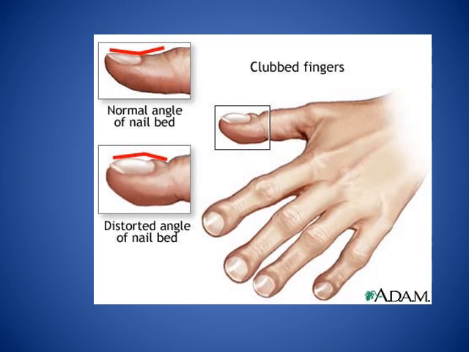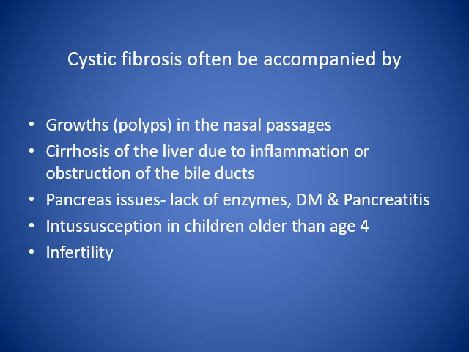Here's what a clubbed fingernail will look like. You might see this in an older patient with chronic lung disease. Cystic fibrosis is often accompanied by polyps in the nasal passages. Sometimes you'll wind up with cirrhosis of the liver due to inflammation of the bile ducts. That's resulting from the inflammation or the malabsorption of the gut.